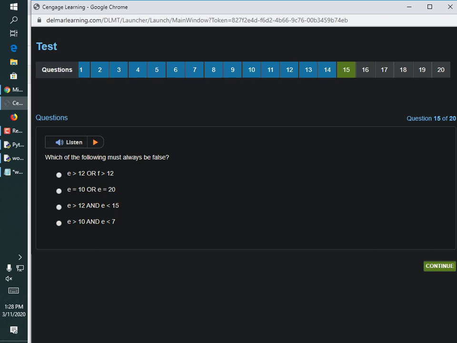E is greater than 12 and E is less than 15? No, because it could be a 13 or 14 and that would evaluate to true. E is greater than 10 and E less than 7? Is it possible for it to be bigger than 10 and smaller than 7? No, false. I should double check this one anyways. Is it possible for E to be greater than 12 or F to be greater than 12? Yeah, who cares? That could be true. It could be false depending upon the values of E or F. This is the only one that's always false. Another trivial expression.